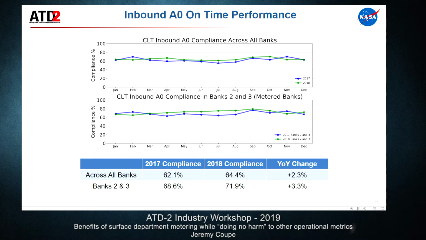But what we are saying here is that we see no evidence of negative impacts, so that we're doing no harm. I'm not fully convinced that we could stick our stake in the ground and say that we are doing positive, but this metric is telling us, conversely, that we're doing no negative harm to the system by surface metering. And that is really the bar that we're trying to jump over. We're not trying to improve on-time performance. We're trying to maintain on-time performance while achieving these other benefits of fuel savings, of passenger value of time, of reduction of delay, that type of thing.